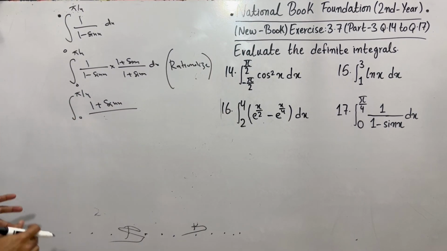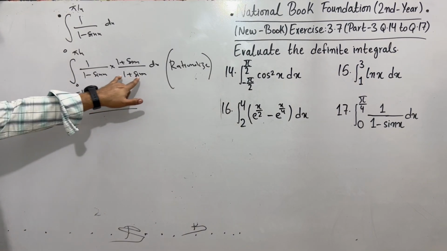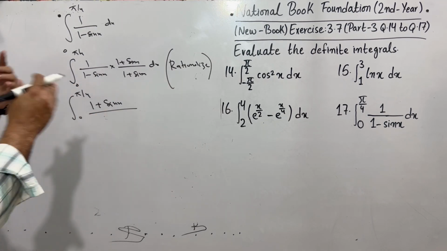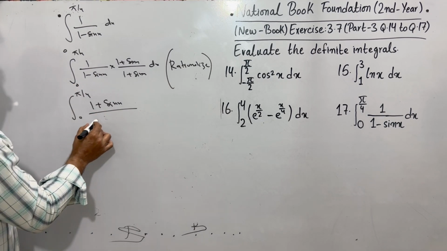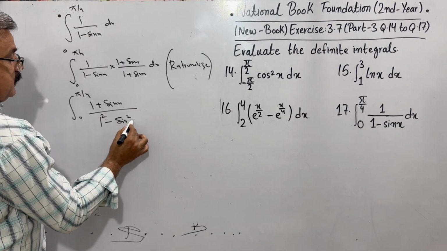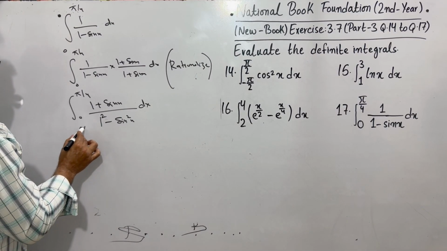Whenever you rationalize the numerator or denominator, a difference of two squares situation always props up. Look at this: 1 minus sine, 1 plus sine. 1 minus sine, 1 plus sine. A minus b, a plus b. A difference of two squares situation props up. It is tantamount to 1 squared minus sine squared x dx. 1 minus sine squared is equal to cos squared.